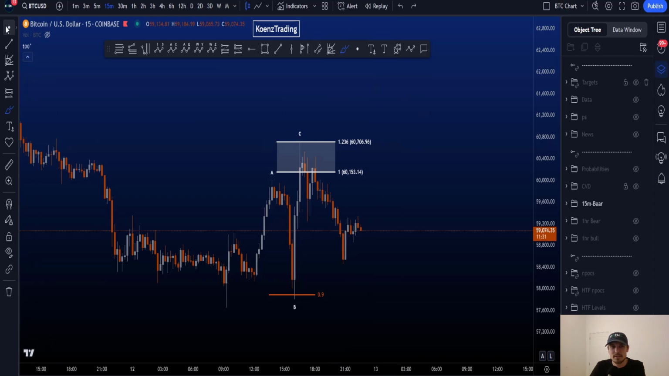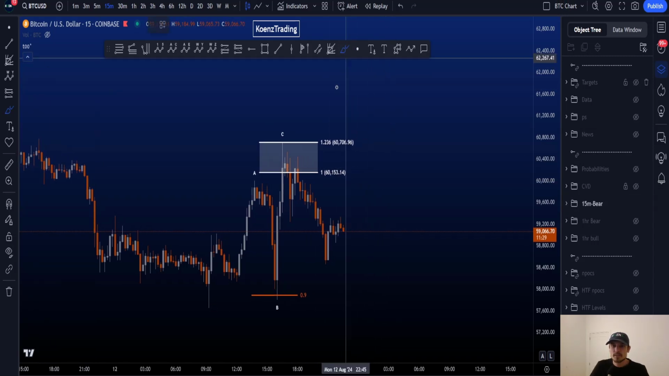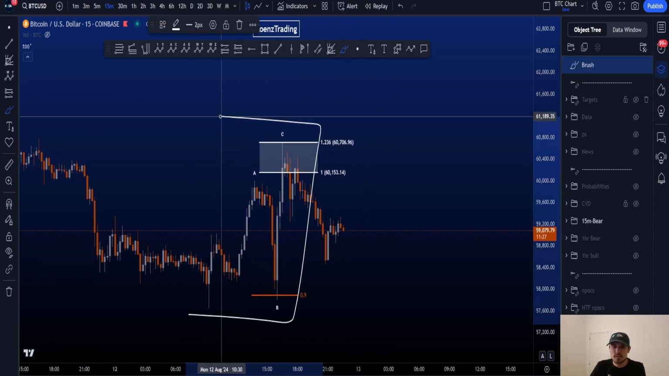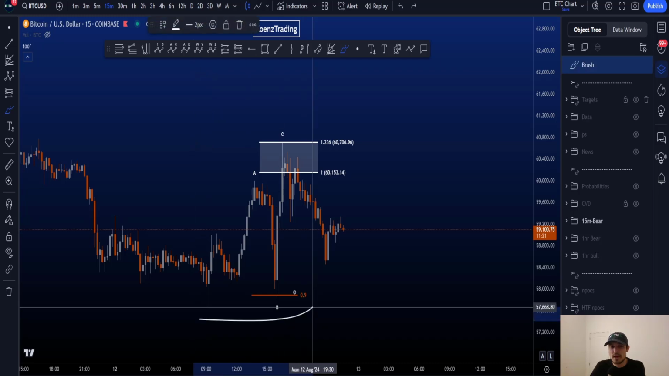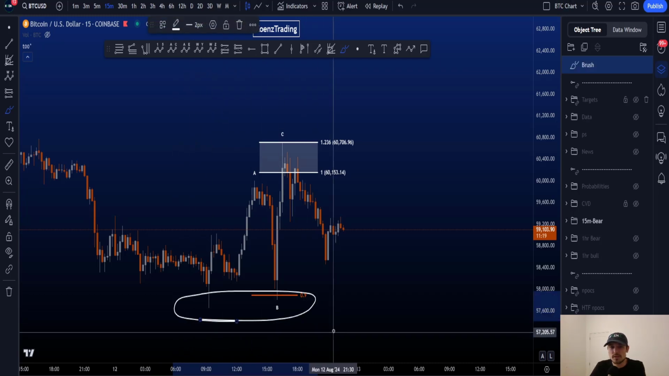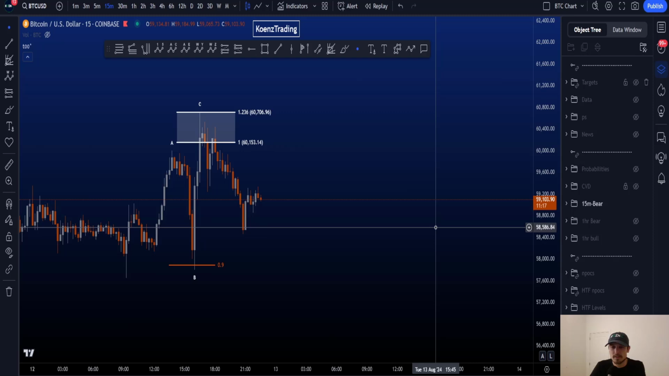60.1k and 60.7k. Because the probabilities locally on the 15 are higher, this is a three-wave corrective structure being a flat, the probabilities are automatically higher to sooner or later still look for these lows to be taken.